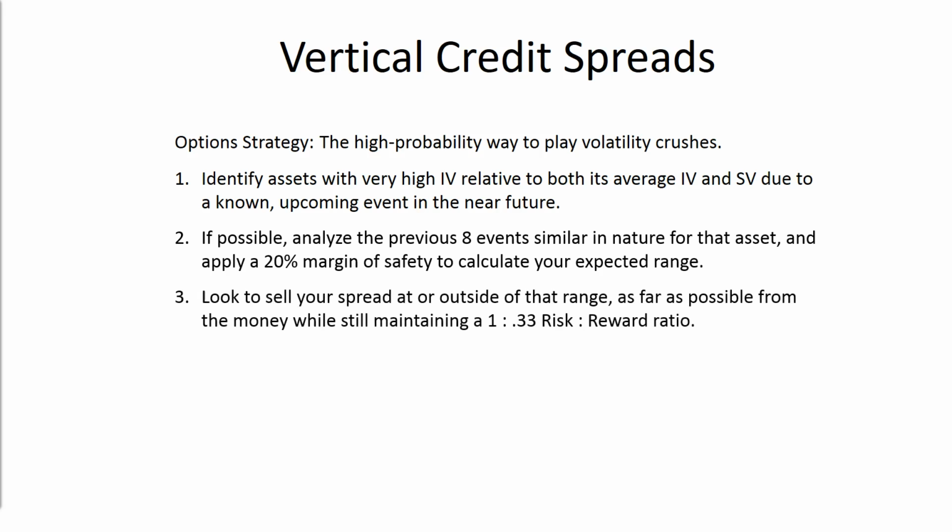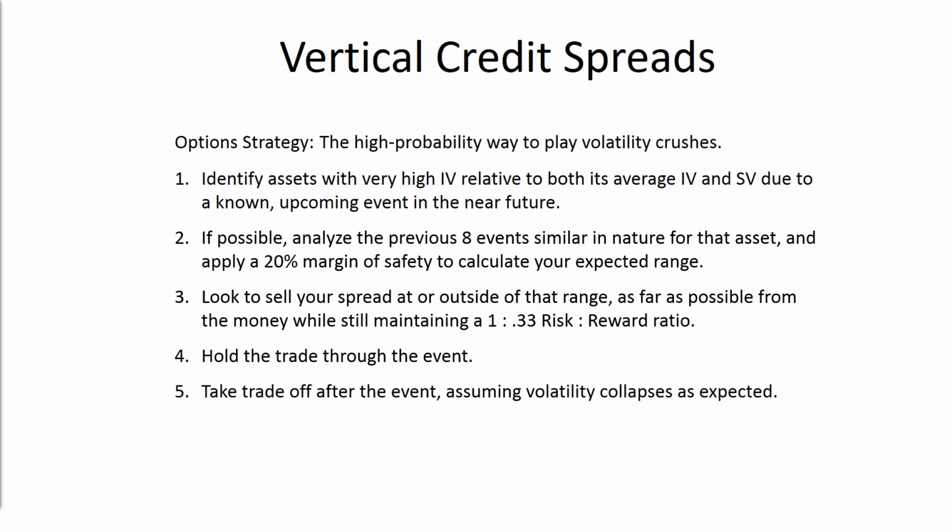Step 3 is to sell your spread at or outside that range as far from the money as possible while still maintaining that 1 to 0.33 risk to reward ratio. Okay, and what usually happens is because IV is so high, you're able to sell a spread much farther from the money at that risk to reward level than you would otherwise be able to because volatility is so high. Step 4 is to hold the trade through the event. Step 5 is to take the trade off after the event, assuming volatility collapses as expected.